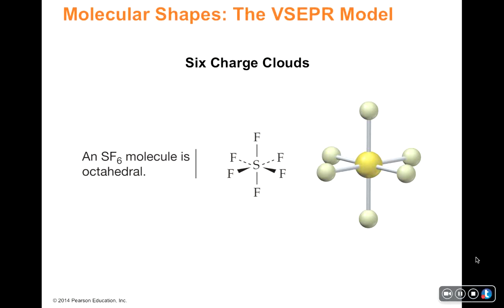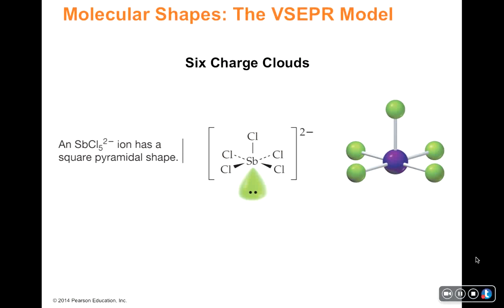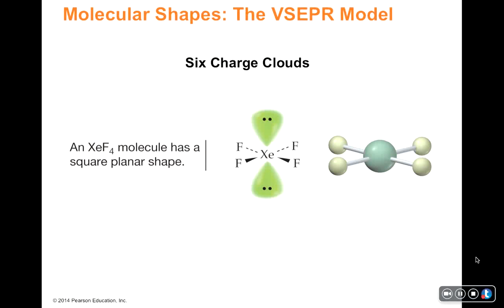Here's a molecule, 6 charge clouds, all 6 bonded atoms, and so the shape is octahedral. 6 charge clouds, 5 bonded atoms, and a lone pair, and this forms a square pyramidal shape. Again, 6 charge clouds, 4 bonded atoms is square planar. Those bonded atoms end up in those 4 equatorial positions.